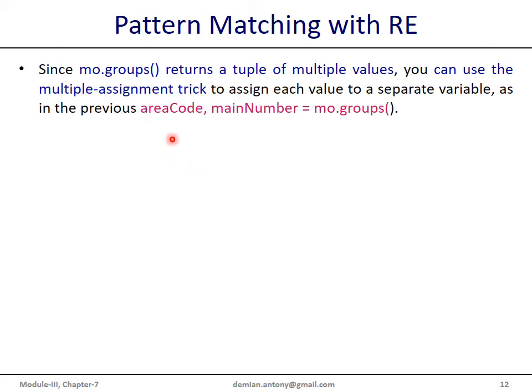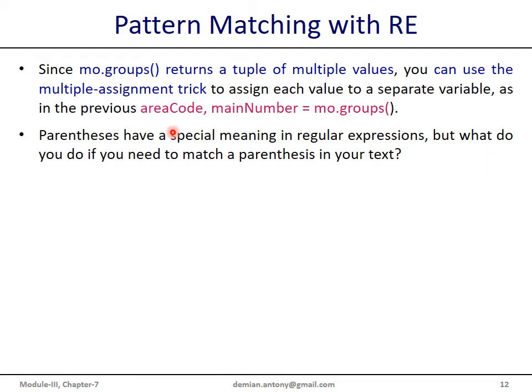As I said, the groups method will return a tuple of multiple values, and we can use a multiple assignment trick to assign each of the groups to a different variable. Suppose we want to match the parenthesis itself along with the grouping. What do we have to do to match even the parenthesis? For example, in the telephone number, let us say the first three digits have to be enclosed with parenthesis representing the area code. In that case, how do we write the regular expression?